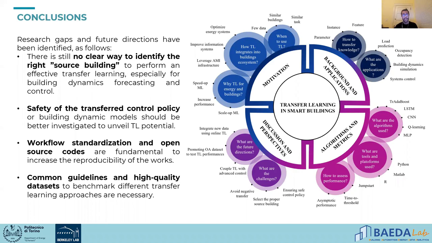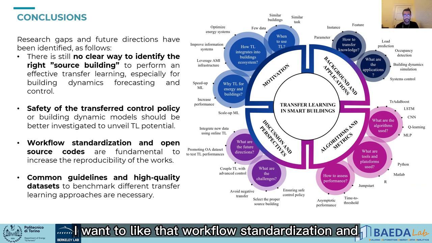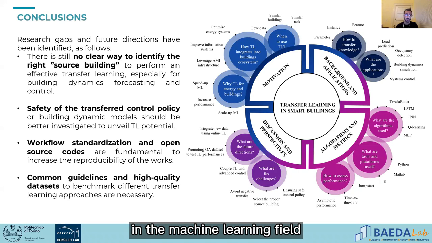The review allowed us to identify the main research gaps and future directions. In particular, there is still no clear way to identify the right source building, especially for applications such as building dynamic forecasting and system control. And we need a way to ensure the safety of the transfer control policy in the system control application. Furthermore, I want to highlight that workflow standardization and open source code are fundamental to increase the reproducibility of work in the machine learning field, and that common guidelines and high quality datasets to benchmark the different transfer learning approaches are necessary.